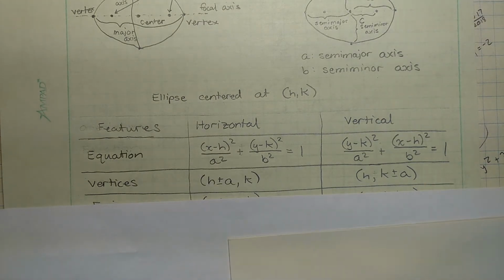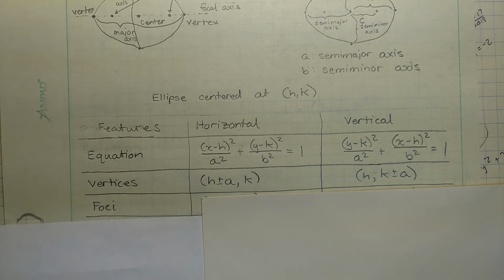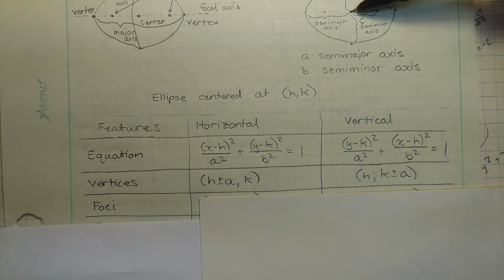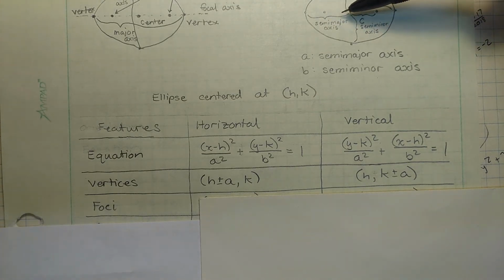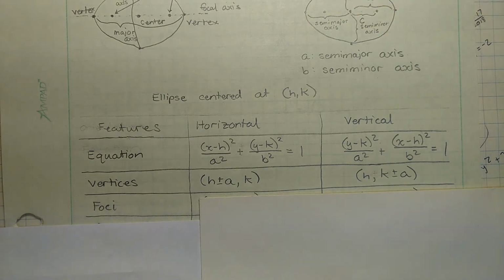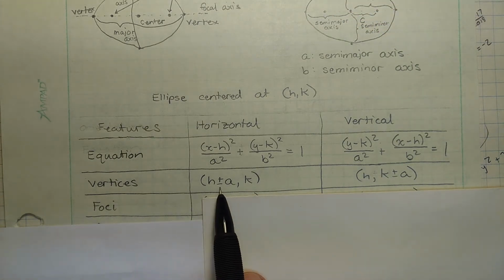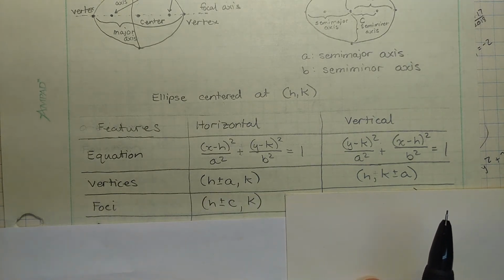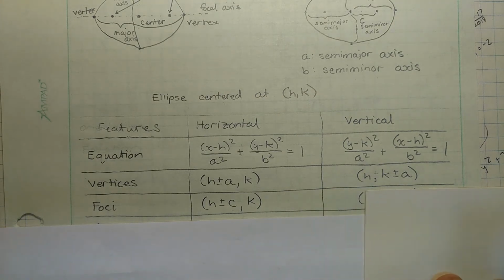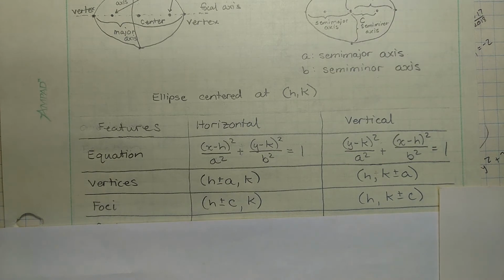So two vertices. For foci, we're going to need two of those. Notice, once again, we start from the center. The center is the key point. This focus is C away. The other focus would be C away in the other direction. So just like here we added A to H, now we're going to add and subtract C from H. K stays the same. If it's vertical, we add and subtract C to K. H stays the same.